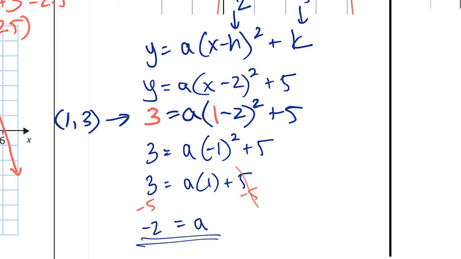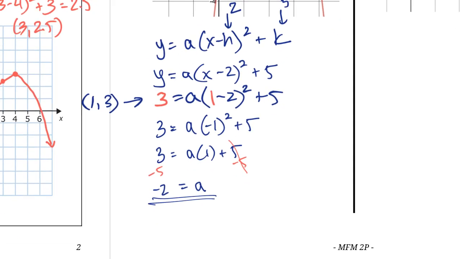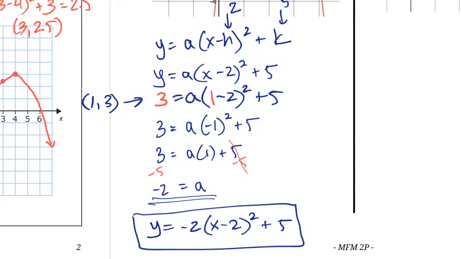Now that we know our a value, we know our h and our k value, we can just replace the a in the equation to find the equation of our parabola. So all we got to write is the final equation. So instead of the a, I'm going to put -2. And then we know what the h and the k are: y equals -2(x minus 2) squared plus 5. There we go. There is our final answer. There is the equation of our parabola.